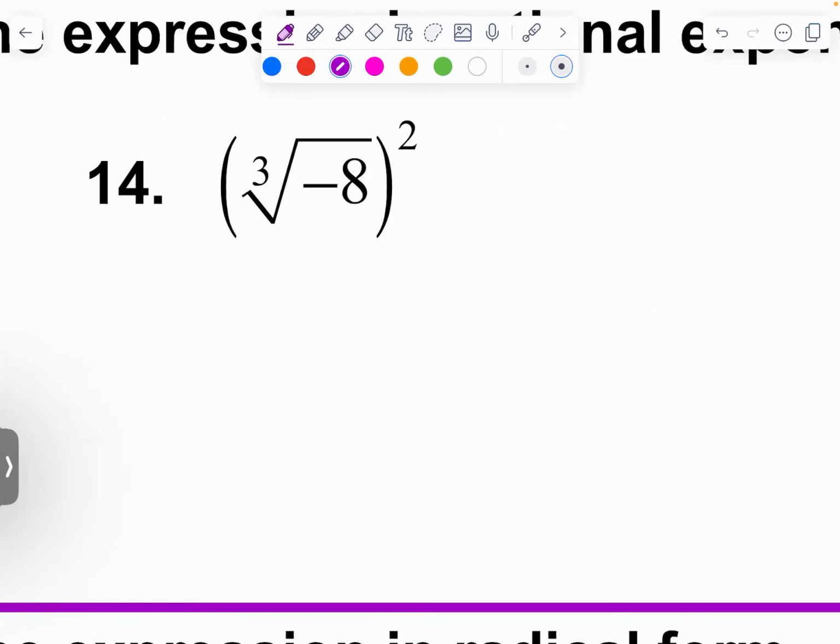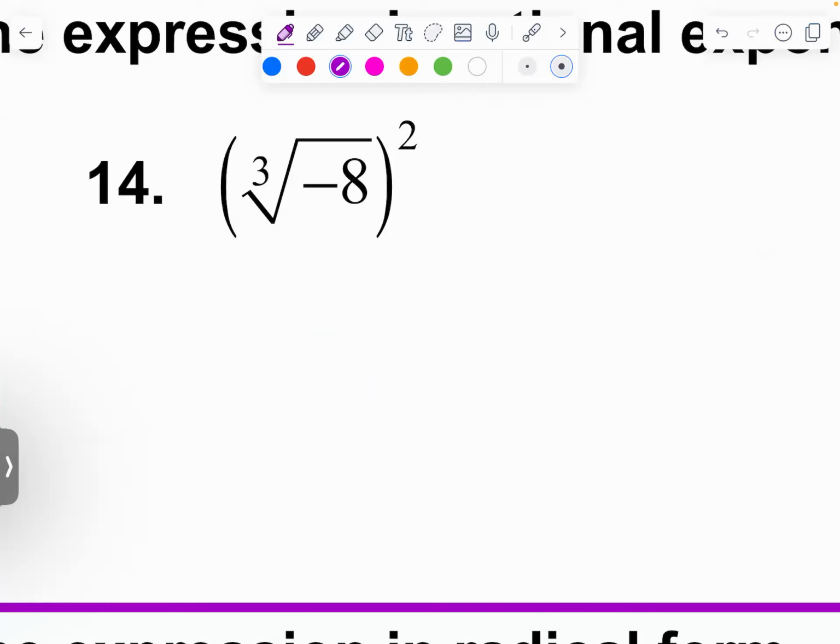7, 4, 7, 15. Because it's above the number. It's over. So you like the bottom? Well, it would be 7/4 because the root needs to be the denominator.